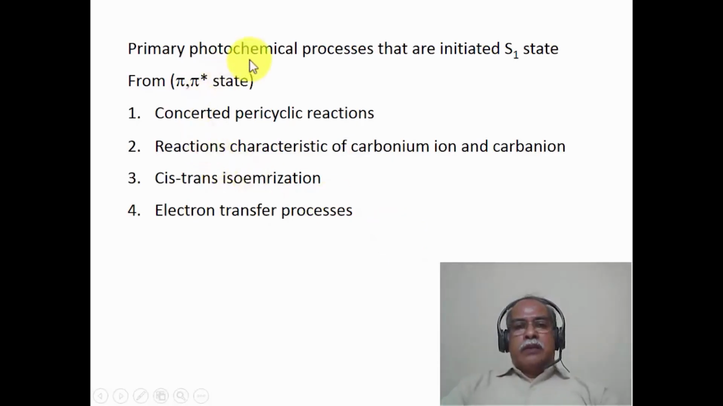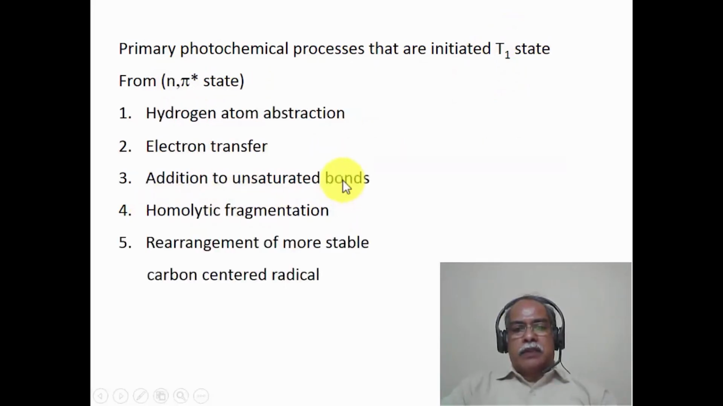Now, the primary photochemical processes that are typically initiated by the excited singlet state, from the pi star state, are concerted pericyclic reactions like a 2+2 cycloaddition reaction, for example. Reactions characteristic of carbonium ion and carbanion, which are photoionization processes, take place in the singlet excited state. Cis-trans isomerization of the pi system, that is the cis-trans isomerization of olefins, can occur from the pi to pi star excited state. They occur from the singlet excited states. And the electron transfer process can take place from either the singlet excited state or the triplet excited state.